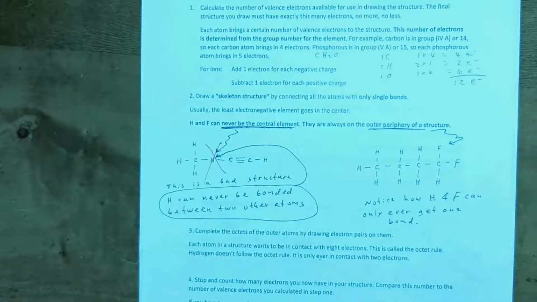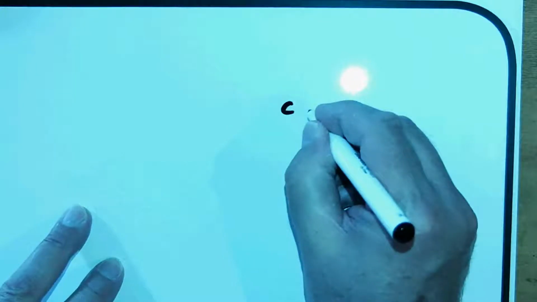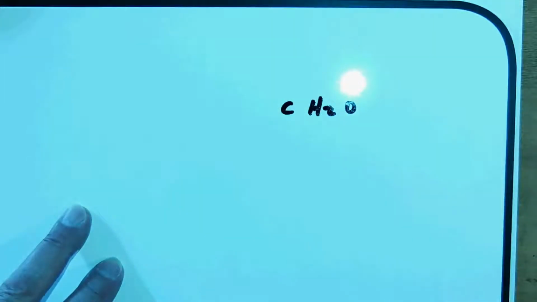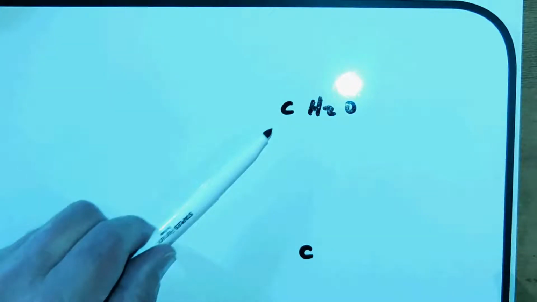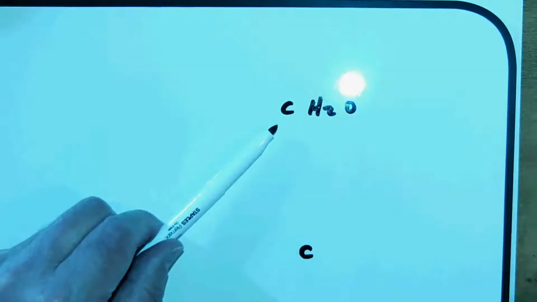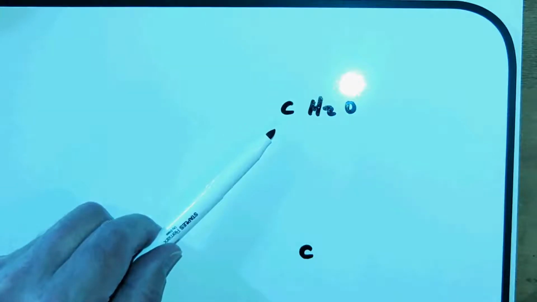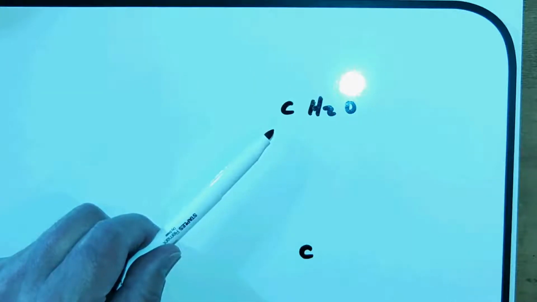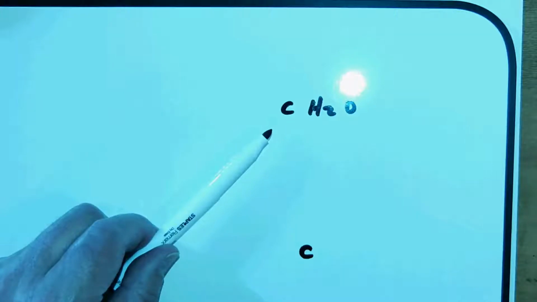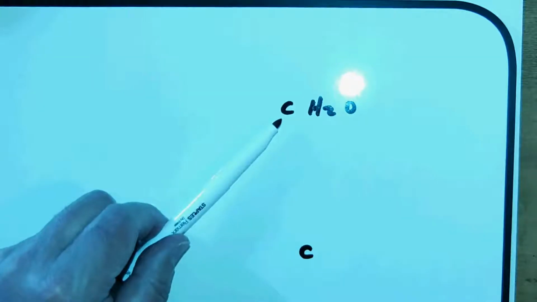So for a skeleton structure, you simply put 1 element in the middle and surround it by the other elements connected by single bonds. So if we were to do the skeleton structure for our CH2O, well, we'd start with the carbon in the middle. A good rule of thumb: whatever element is listed first in the structure, that's the element that usually goes in the middle. Some people use a different rule. They say the least electronegative element usually goes in the middle. That will work too, but typically it's the first element listed.